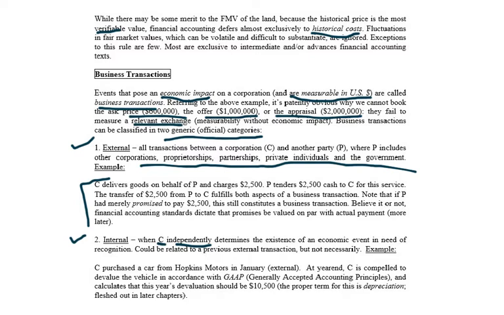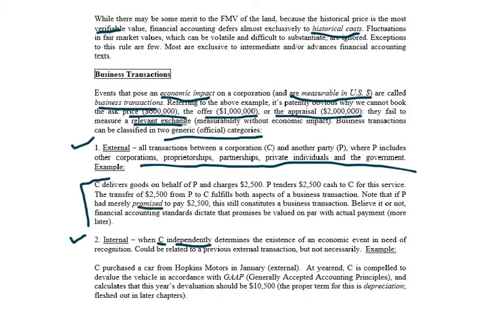P is going to tender $2,500 cash to C for this service. The transfer of the $2,500 from P to C fulfills both aspects of the business transaction. We have economic impact, clearly, because we receive money, and we also have measurability because we measured it as $2,500. Now, what if instead of actually receiving cash, they only received a promise?